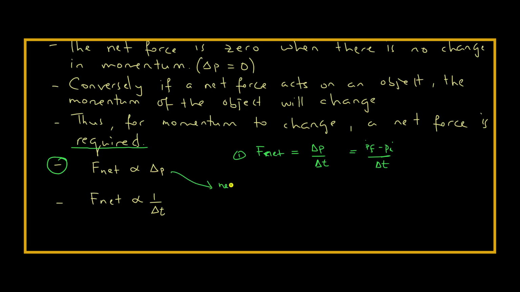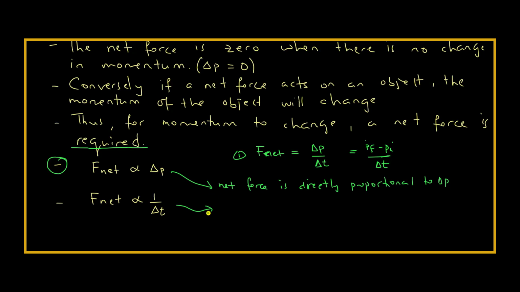Another important point to note is that F net is directly proportional to the change in momentum. So we say the net force is directly proportional to the change in momentum. The bigger the change in the momentum, the bigger the net force. The bigger the net force acting on an object, the greater the change in momentum as well.